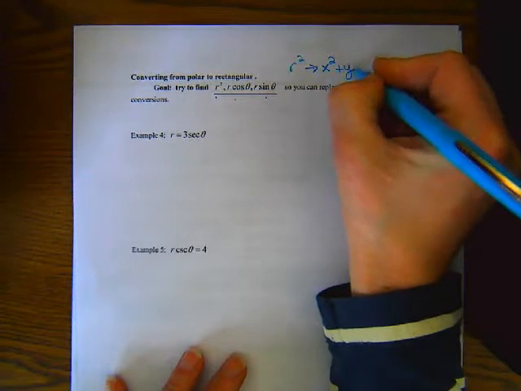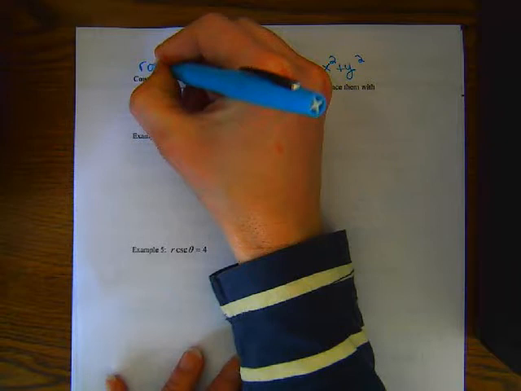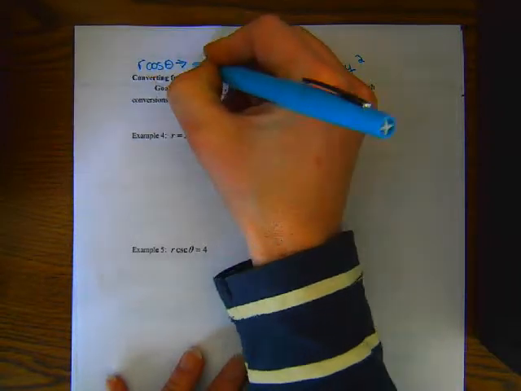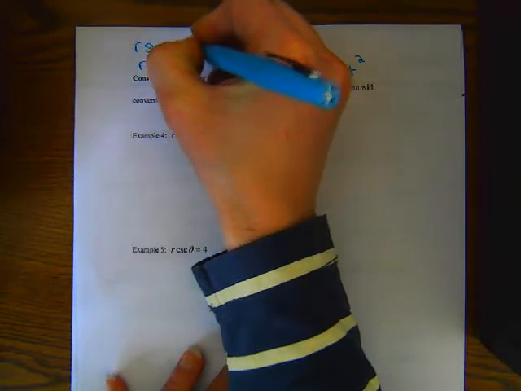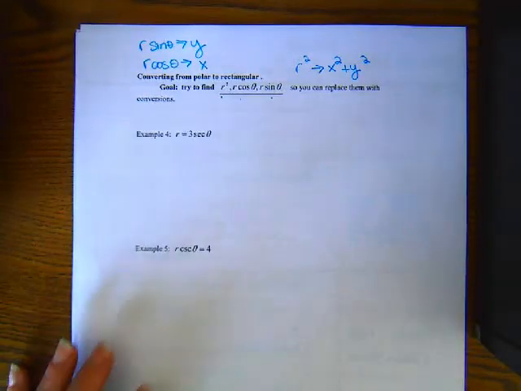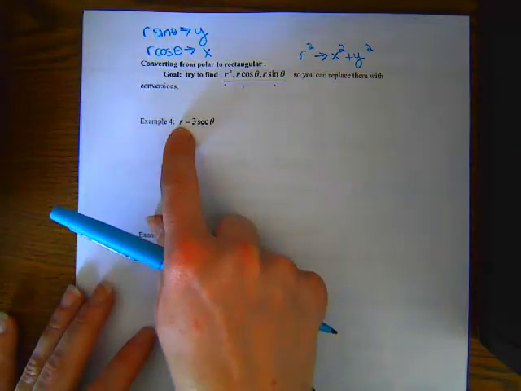If we have an r squared, we can replace that with x squared plus y squared. And if we have an r cosine theta, we can replace that with an x, and r sine theta with a y. Okay. So I'm going to go through two examples, which you will notice hopefully the similarities with the examples from the first page that we did yesterday.